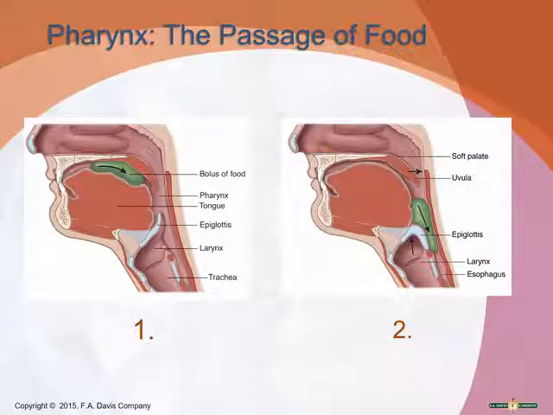Then the soft palate lifts, which closes off the nasopharynx. The larynx rises, which forces the epiglottis over the trachea, because you don't want food going down your trachea into your lungs. You want it through the oropharynx and laryngopharynx on its way to the esophagus.